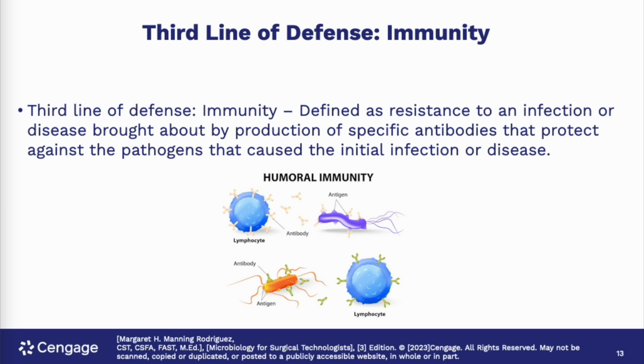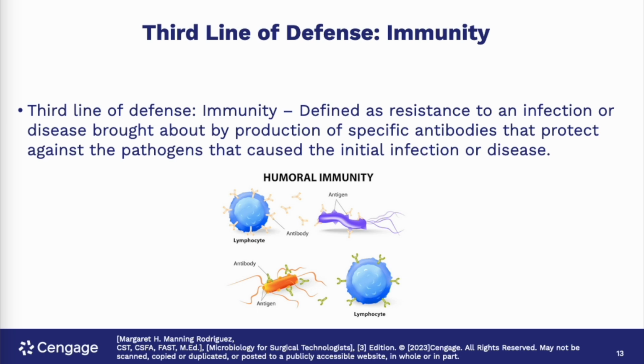Natural, active, adaptive immunity. Now, after having a specific infection, the body develops resistance to future infections by the same pathogen. This immunity can last temporarily or permanently as the body produces antibodies to fight the infection. Then there's artificial active adaptive immunity. This immunity is gained through vaccination, where a vaccine containing weakened or inactivated pathogens or their components stimulates the immune system to produce antibodies without causing disease.